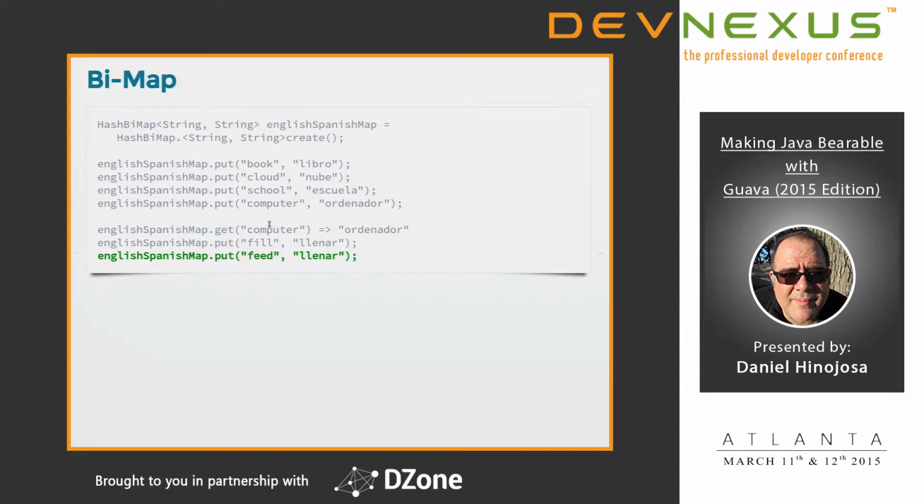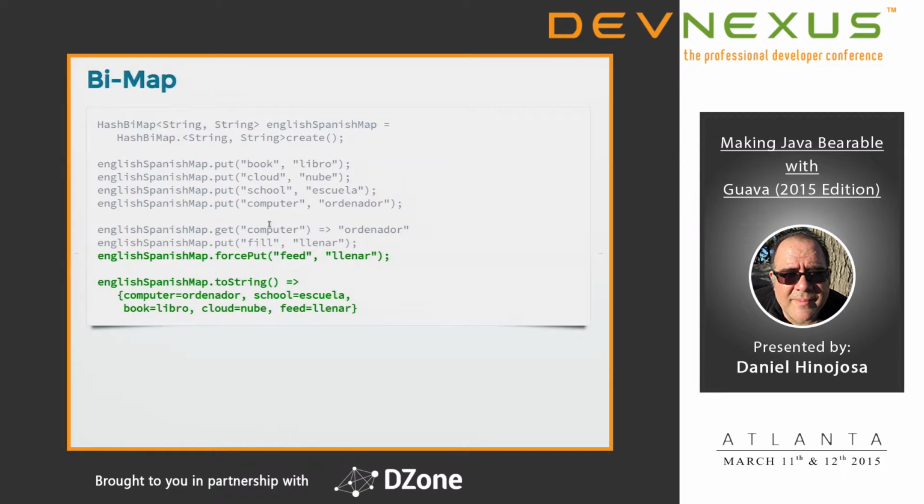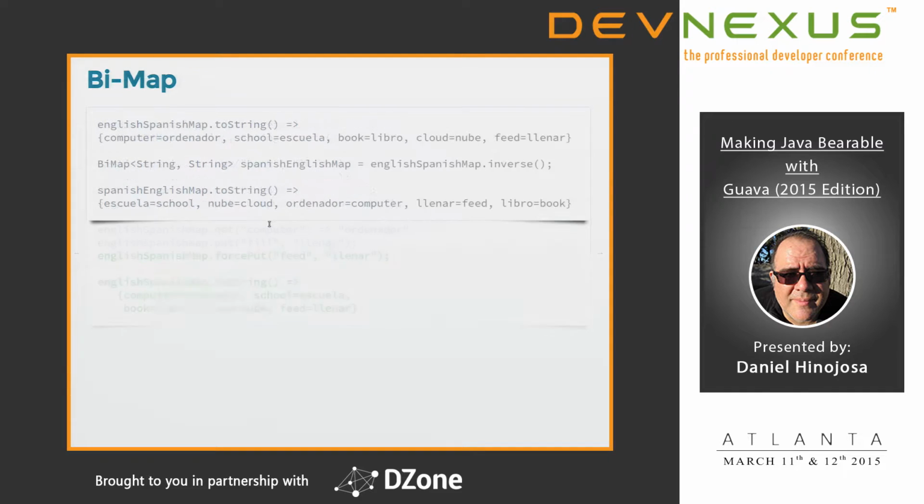If you try to put fill with llenar, that works okay. But if I try to put feed with llenar, the values are the same. And so you can't do this with a BiMap. Because of that, you'll end up with an illegal argument exception if you try to do that at runtime. I could forcePut, but in essence, this is going to be replacing the key value that is the fill and llenar. So fill will no longer be in this particular map. As you can see here, there's feed, but no longer any fill.